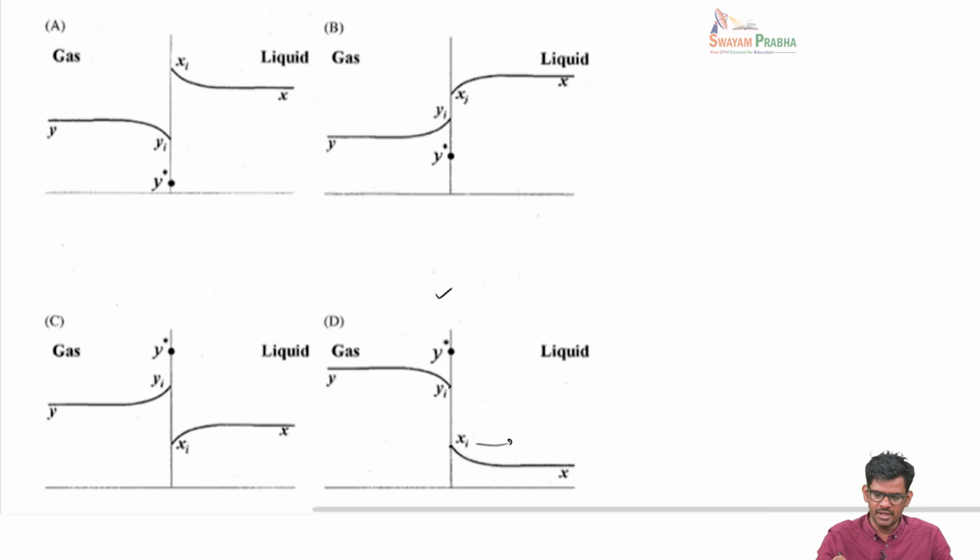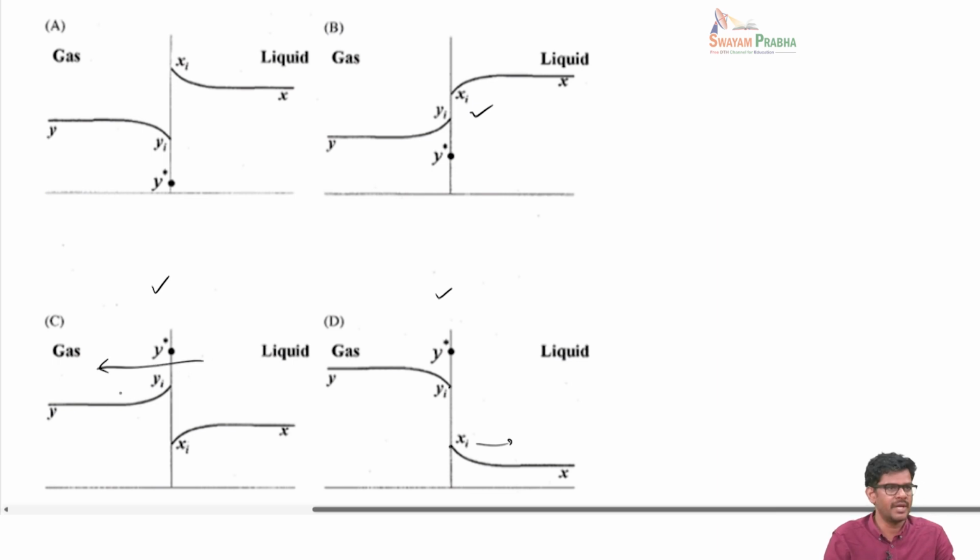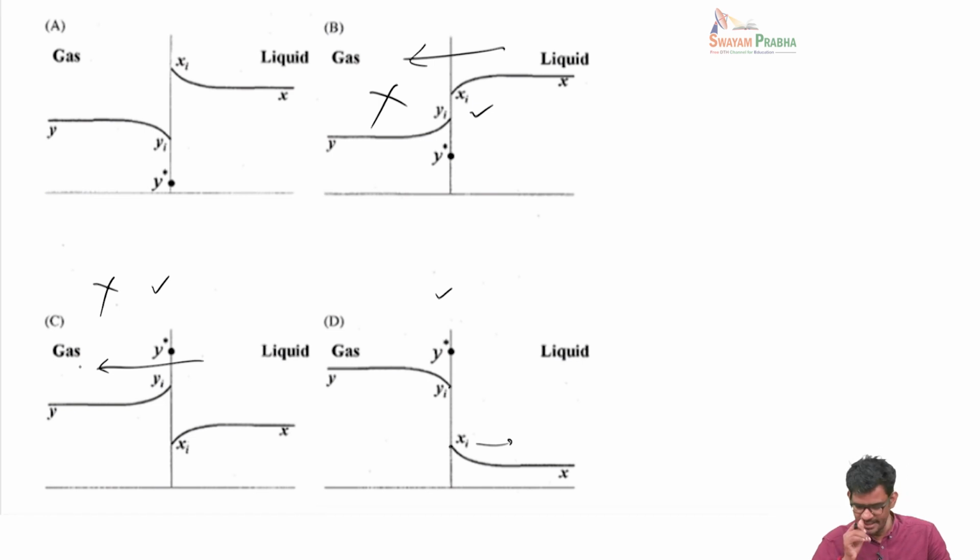On the other hand, if you look at this or this, the concentration of the bulk in the gas phase is increasing towards the interface. So that means the mass transfer must be happening the other way, liquid to gas. So obviously these are not correct. So it's between A and D. We know A is the answer, but let's see why D is not the answer.